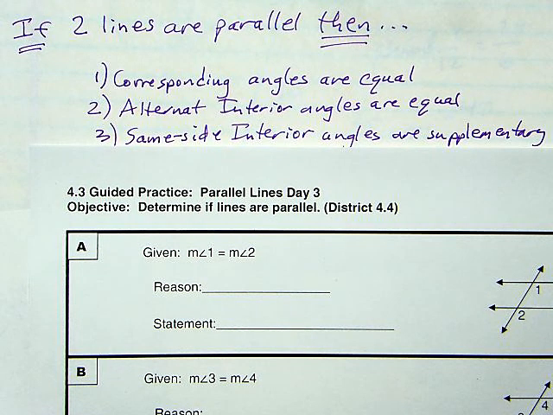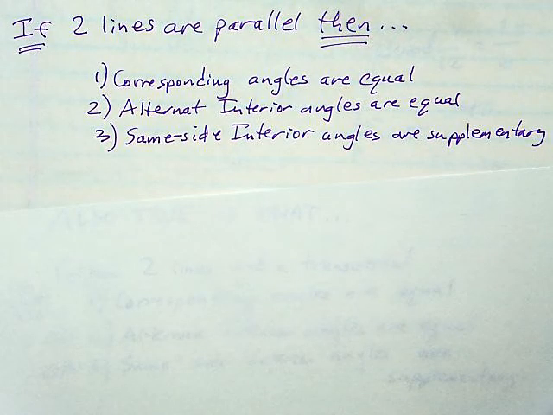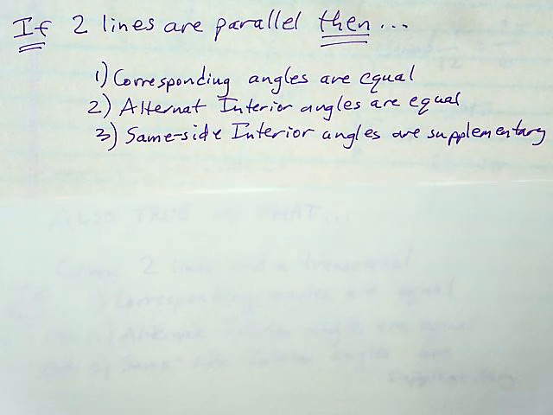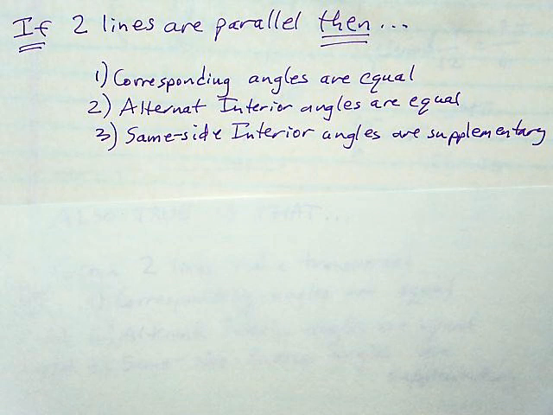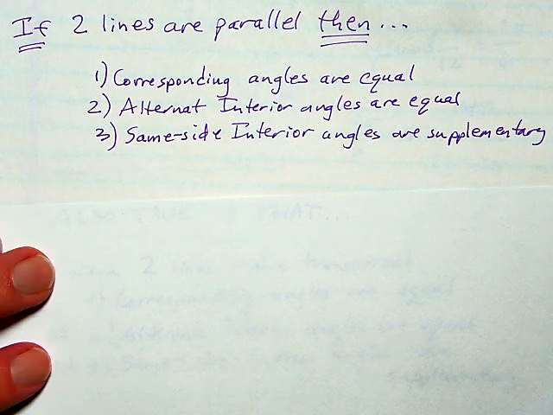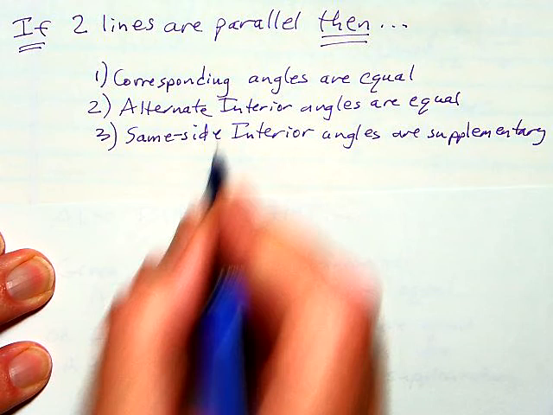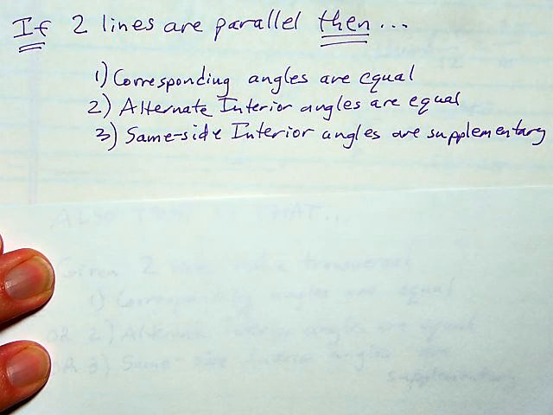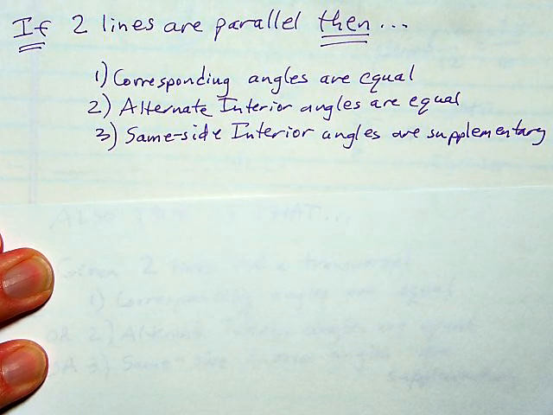So guided practice 4.3 has an objective to determine if lines are parallel. Let's review what we've learned, or at least the essence of what we've learned so far. We've learned that if two lines are parallel, then corresponding angles are equal in measure, alternate interior angles are equal in measure, and same-side interior angles are supplementary. But what we're going to learn in this lesson is that the converse of these statements is also true.